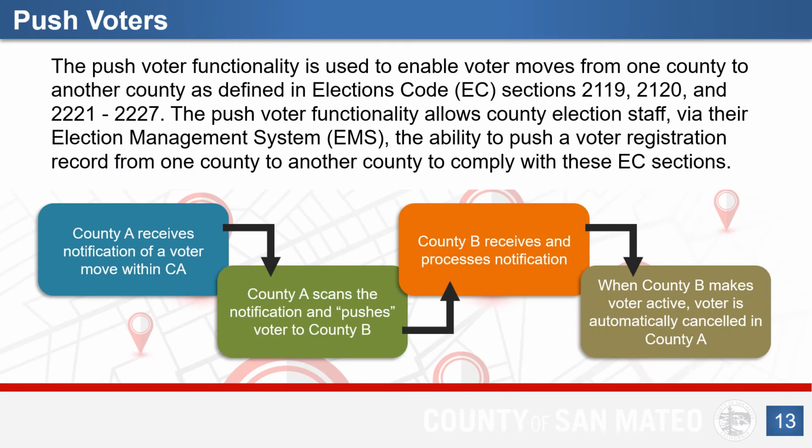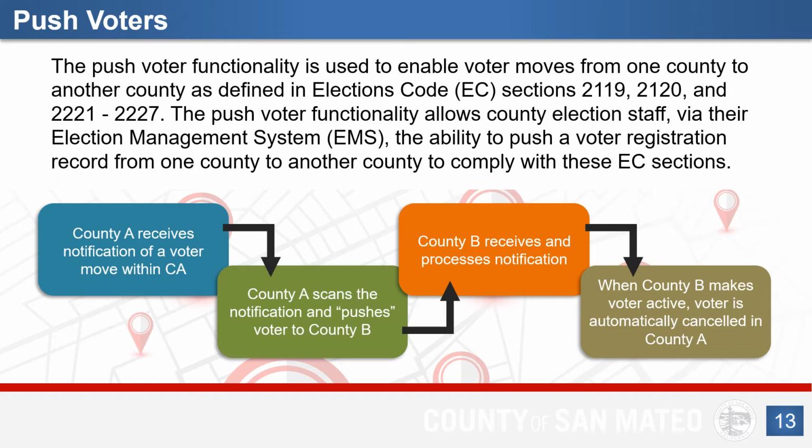The way the push voter process works is that a county will receive notification of a voter move to another California county. This notice is scanned into the election management system, and the notice is pushed electronically to the new county. If the new county accepts the notice and enters the voter into their system, the voter's record in the old county is canceled.